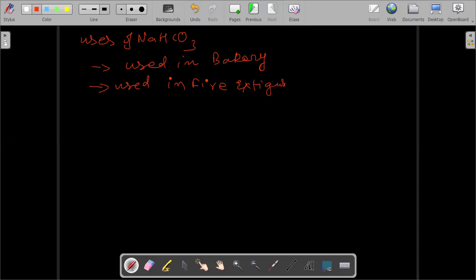The next one is it is used to remove permanent hardness of water. Got it? So these are some of the uses of baking soda. It is used as a constituent.